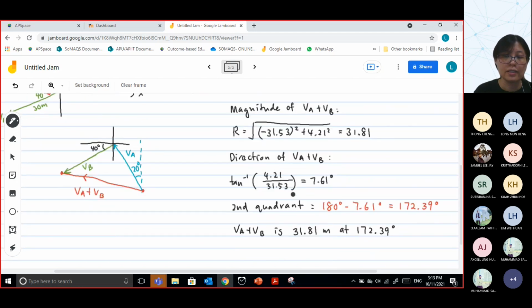Okay. So is that clear so far for the first two? First two is actually quite similar question. Okay, so is that fine so far? Clear? Okay, good. Next.